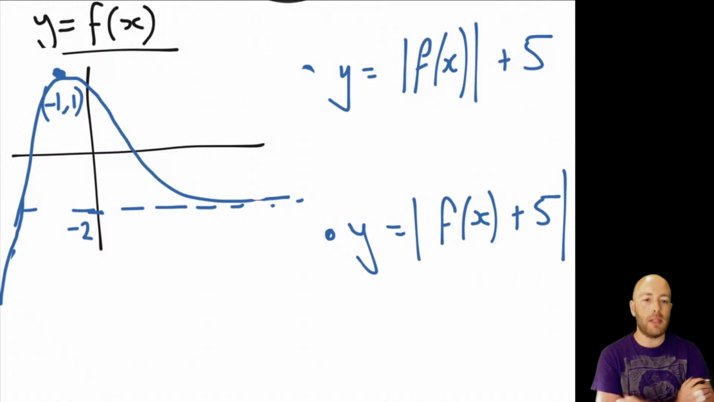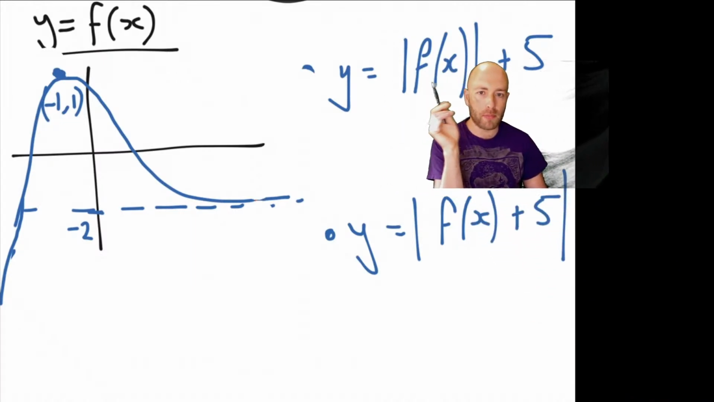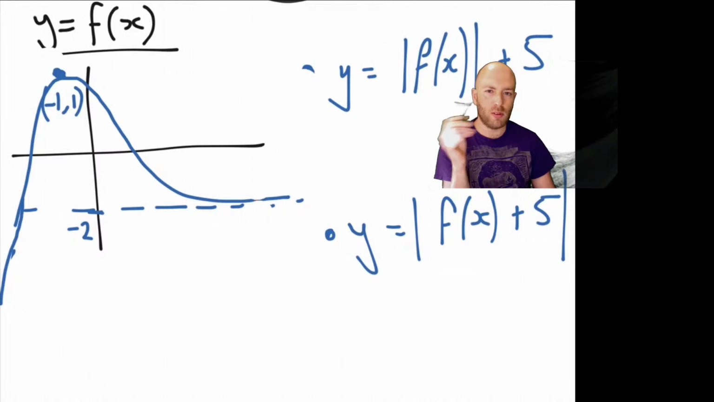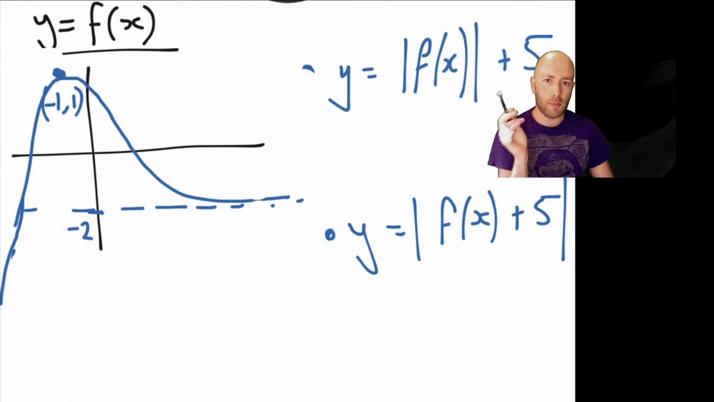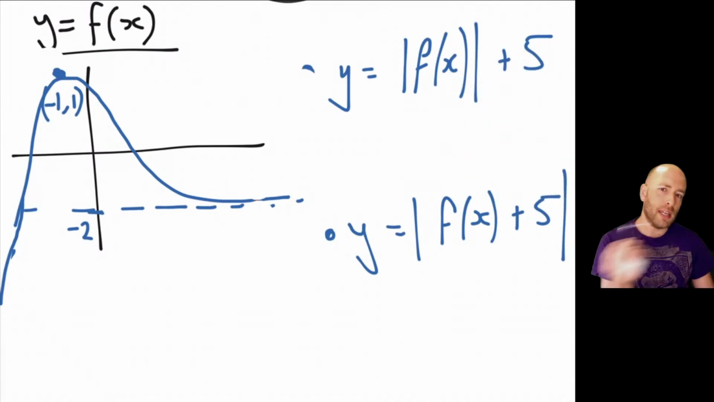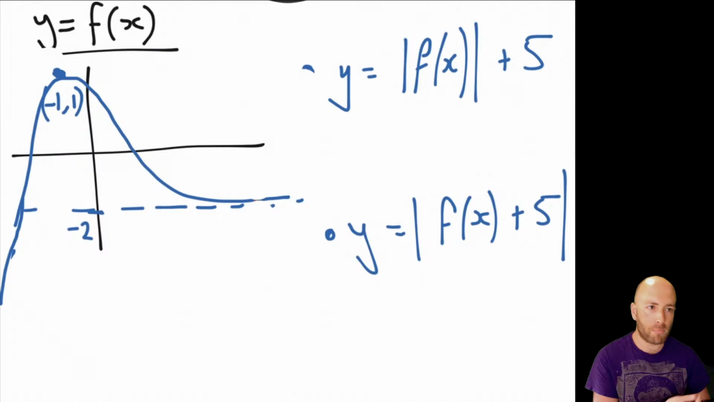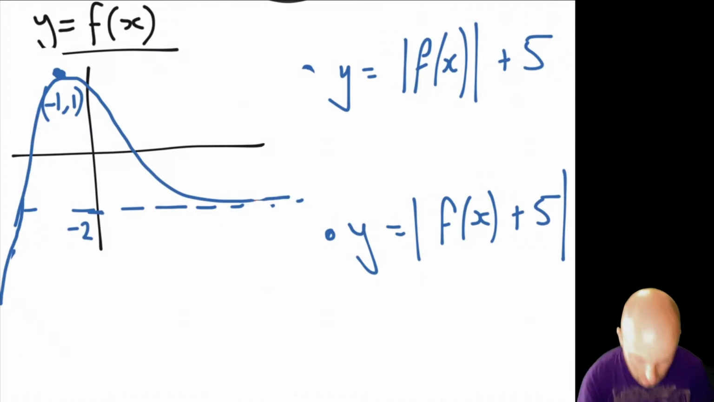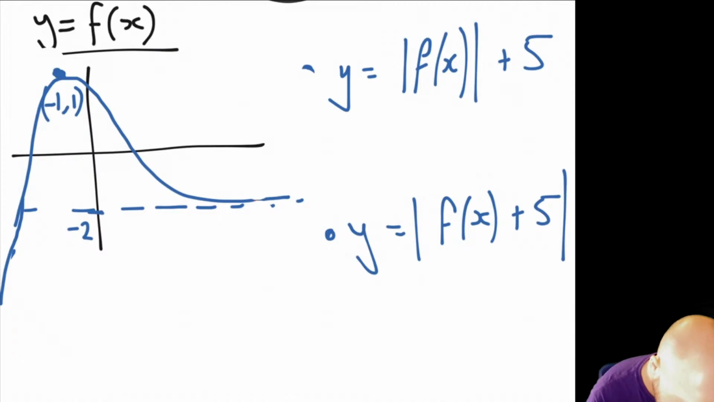The tricky bit with these ones is that we've got a +5 and a modulus. You can follow BIDMAS, but you can also do it logically. If we've got a function here and then we apply modulus to it, we could just modulus that function. Then we can treat this +5 as happening afterwards because it's outside the modulus. We're going to modulus it first, and then move it up 5.